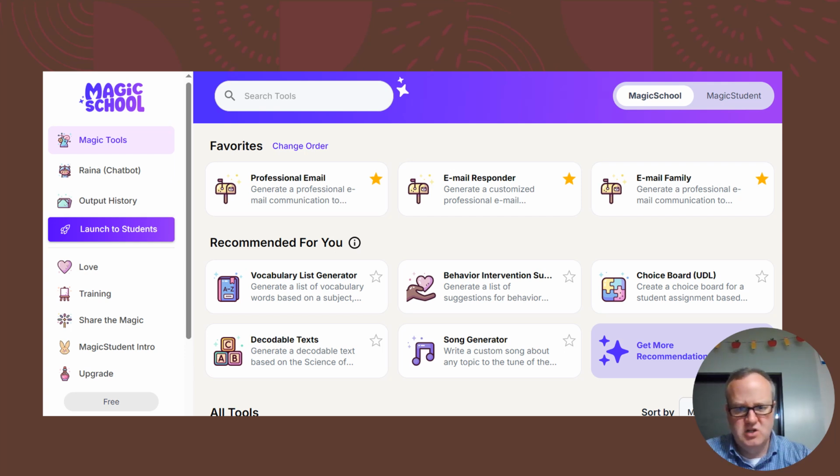The vocabulary list generator is a great tool to use as well. Having your students focus on that vocabulary is just a great teaching strategy, and it's going to assist your students in acquiring the content they need.